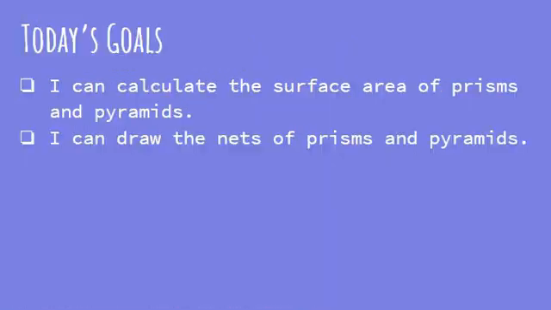All right. So we were looking at calculating surface area on prisms and pyramids. We need to remember that base times height and then divided by 2 is what we use for triangles. And we need to remember that for squares and rectangles, we have to use the length times the width, or the base times the height.